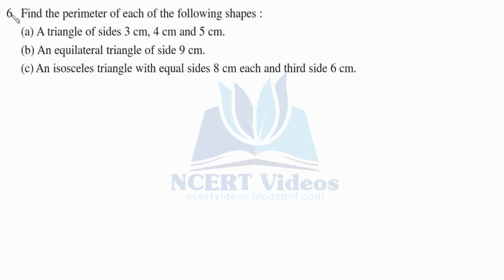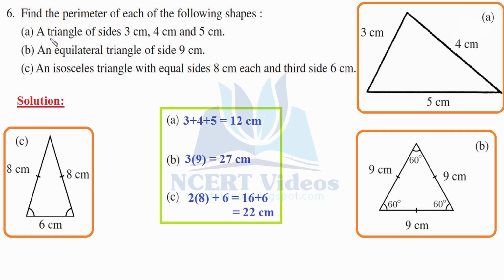Question 6. Find the perimeter of each of the following shapes. So a triangle of side 3 cm, 4 cm and 5 cm, an equilateral triangle of side 9 cm, and an isosceles triangle with equal sides 8 cm each and third side as 6 cm. So this is how we can visualize it. It is a triangle having 3 cm, 4 cm and 5 cm. So it's a simple addition problem.